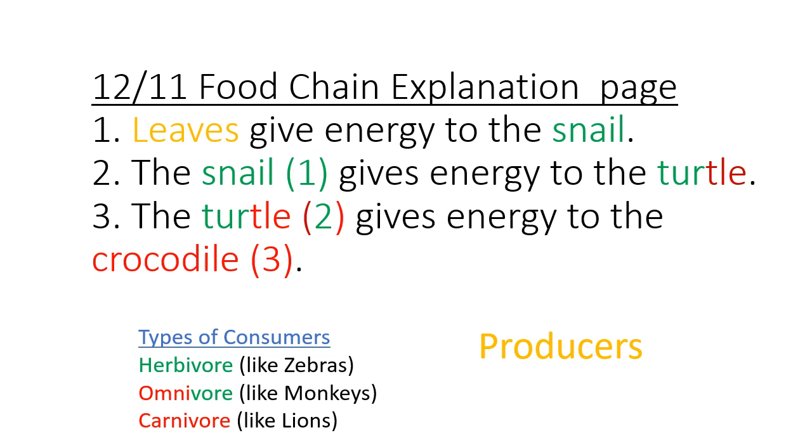So why do we color the word leaves yellow? Because the leaves are producers from plants. Why is snail green? Because snails are herbivores. They only eat plants. Turtle is green and red because it's an omnivore. It eats both plants and animals. And then crocodile is red because crocodile is a carnivore. Okay, it only eats meat.